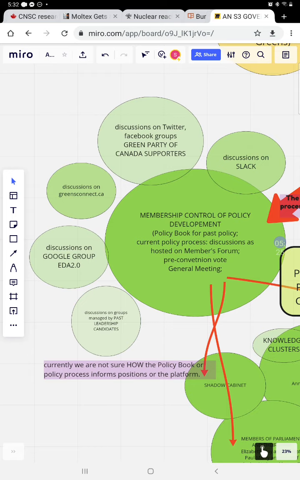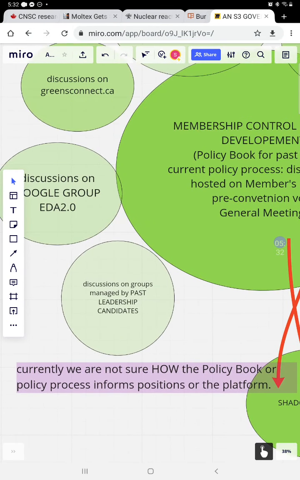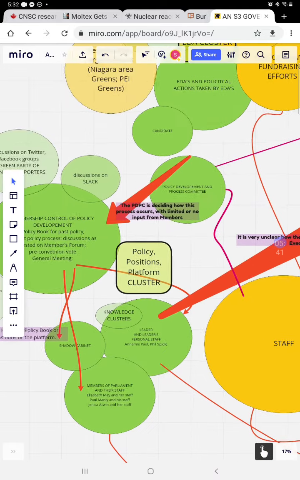Then I'm sure that there are probably discussion groups among the past leadership candidates, and probably some of the 90 proposals that are in front of us with the August 21st convention came from them. So that's our political wing.